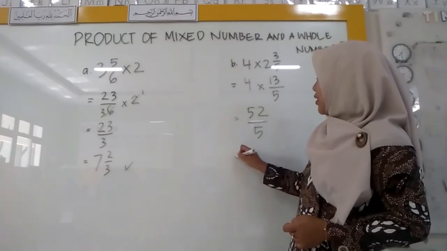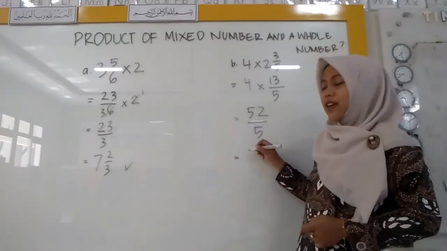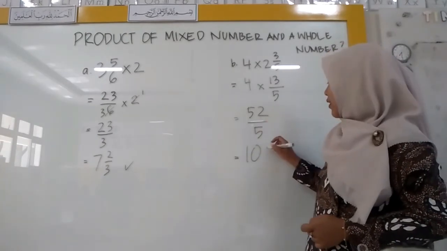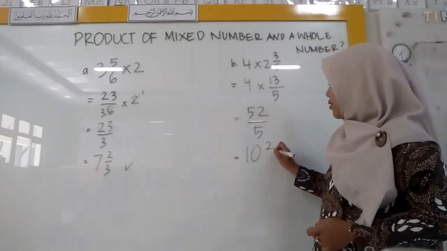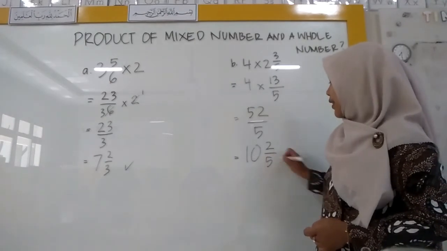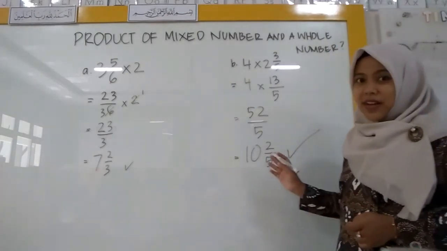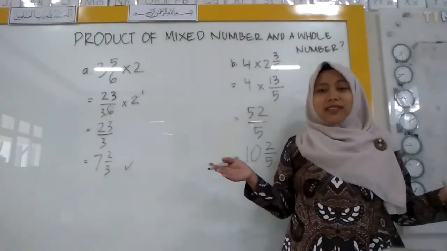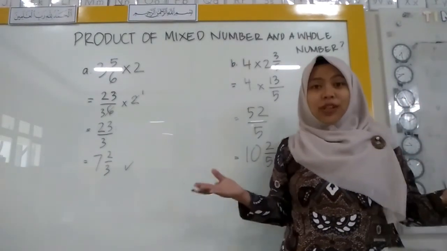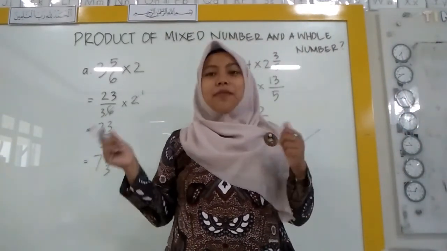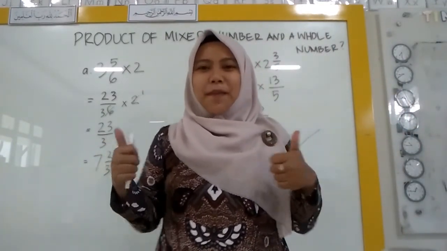So now 52 divided by 5 is 10, and the remainder is 2 over 5. Here is the answer. It's quite long, right? Yes, hard, of course, but it will be harder if you're not trying. So please try and practice from your book and be a master.